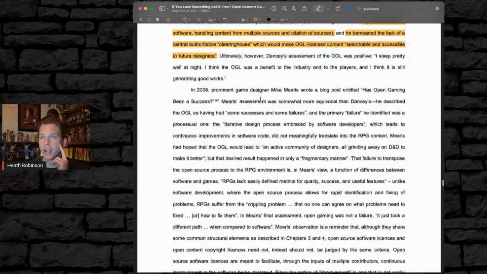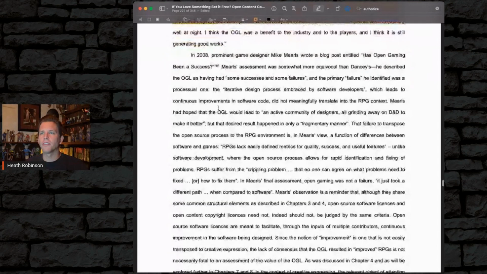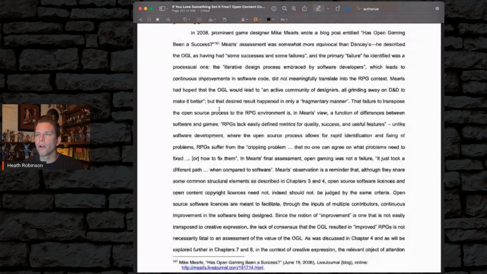"I sleep pretty well at night. I think the OGL was a benefit to the industry and to players, and I think this is still generating good works." In 2008, prominent game designer Mike Merrills wrote in a blog post entitled "Has Open Gaming Been a Success?" Merrills' assessment was somewhat more equivocal than Dancy's. He described the OGL as having some successes and some failures.